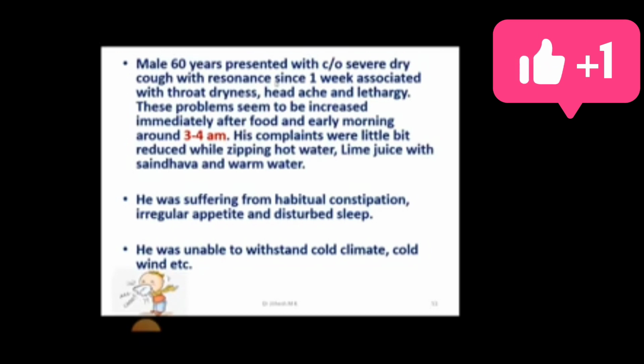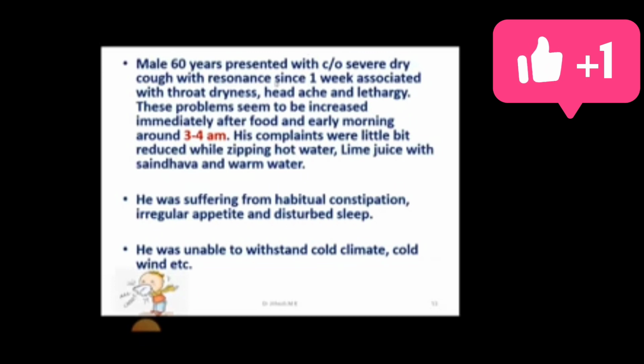What type of kasa is this? Is it Vatika kasa, or Paitika kasa, or Kaphaja kasa? Yes, Vatika kasa, okay. Someone has said Paitika kasa. Okay, no problem. Vataja kasa, Vatika, Pittaja.